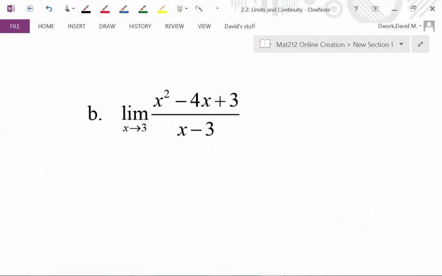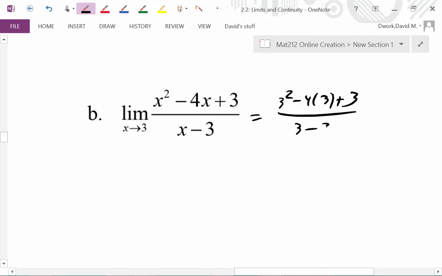Now, this one's a little more interesting. If you remember from either your pre-calculus class or your college algebra class, we graphed a whole bunch of rational functions like this. So that might come into play. But let's first just try the plug it in. Let's just try substituting in a number and seeing if it works. So this would be 3 squared minus 4 times 3 plus 3, divided by 3 minus 3.